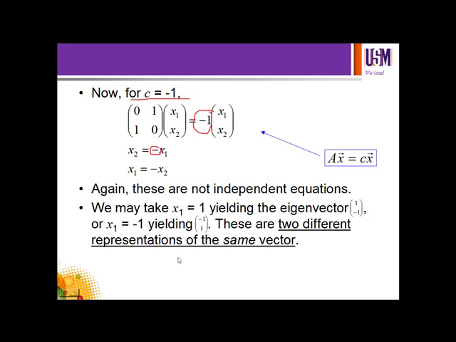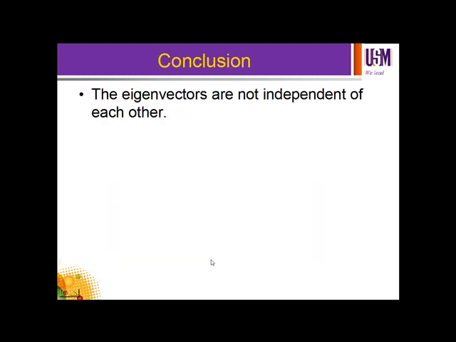These are two different representations of the same vector. Even though the two eigenvectors look different, actually they are the same vector. So, in conclusion, the eigenvectors are not independent of each other.